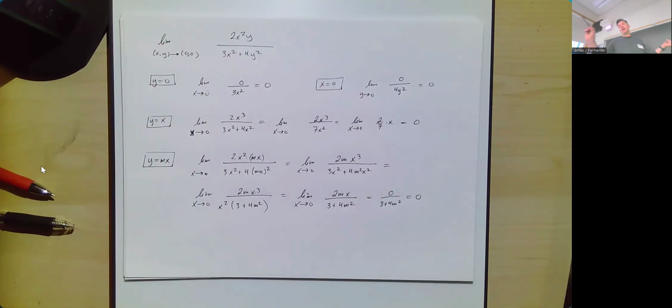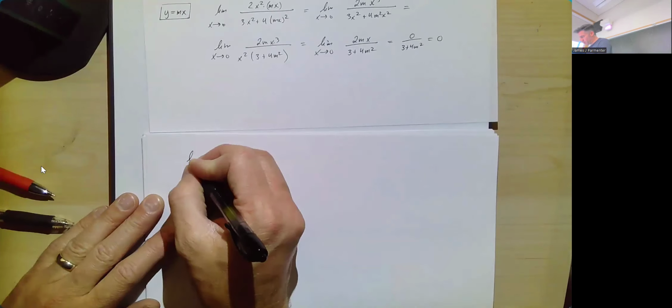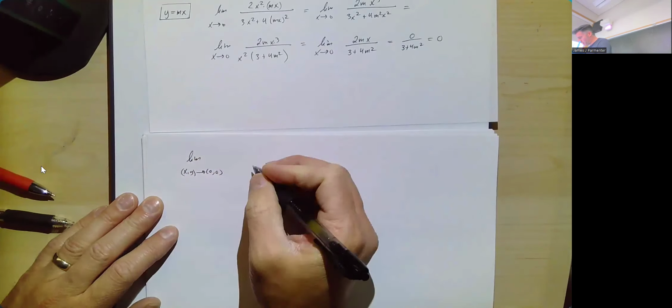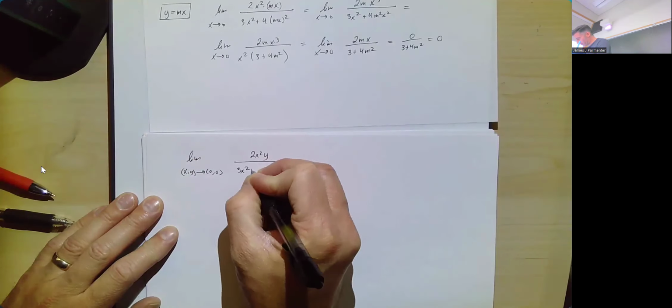Now I want to emphasize that is not every path. There are lots of paths to the origin that are not straight lines. Parabolas, any power function, cubics, et cetera. But this at least is even more evidence. Well, maybe the limit's 0. So let's go ahead and give this a shot. Let's write it again up here. The limit as x, y goes to 0, 0 of 2x squared y over 3x squared plus 4y squared.